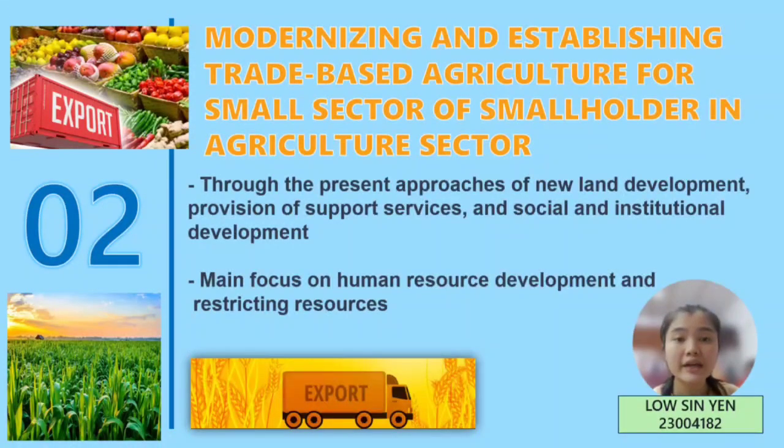Then the second economic direction of this Malaysia plan is modernizing and establishing of the trade-based agriculture for the smallholder in the agriculture sector. It is done through the present approaches of new land development, provisions of support service and social and institutional development. Then the main focus is on the human resource development, for example through training, development of the services, and also the subsequent development of various rural institutions. Besides that, they also focus on restructuring resources in order to efficiently utilize the available resources.